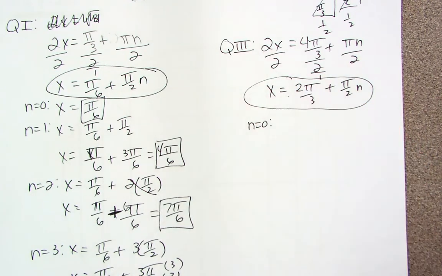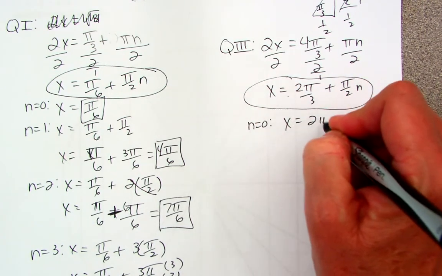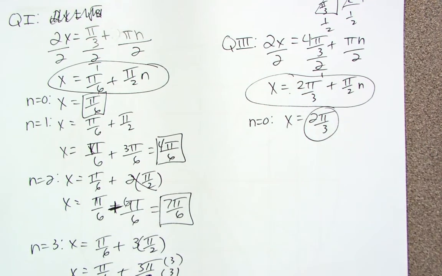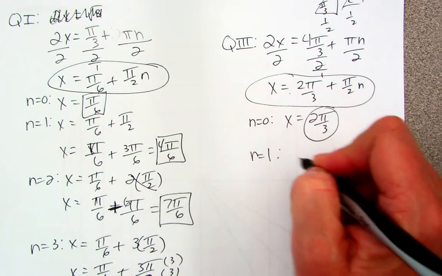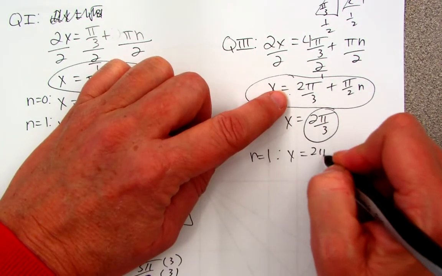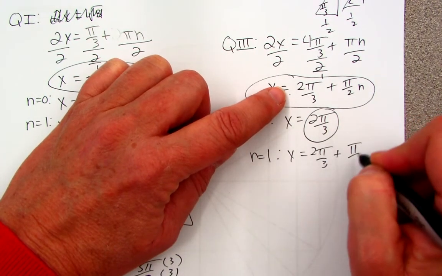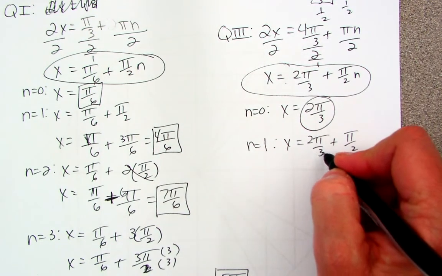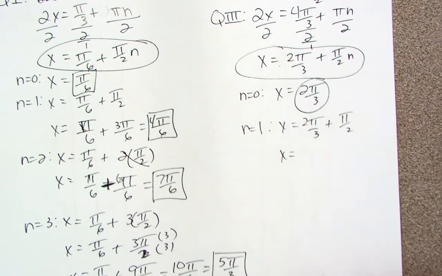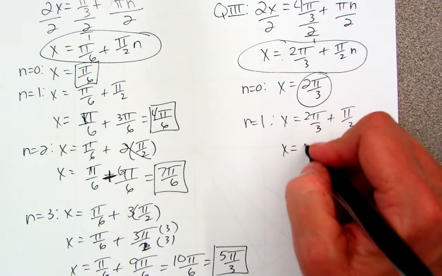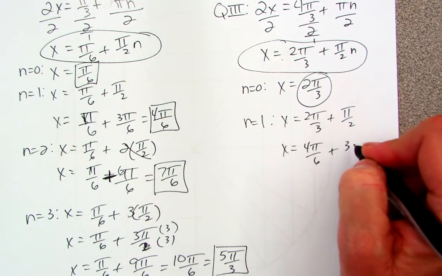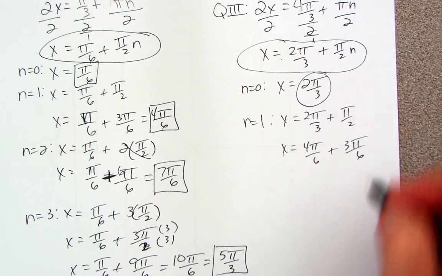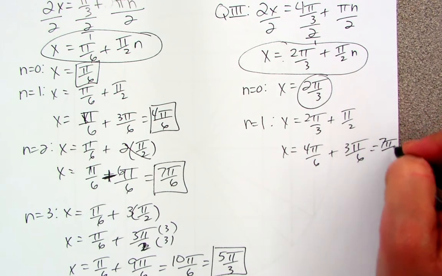N equals 0. X equals 2 pi over 3. When n is 0, that is gone. Next, n equals 1. That's x equals 2 pi over 3 plus pi over 2 times 1, which is pi over 2. I need to make a common denominator. What is my common denominator going to be? Class? 6. That's going to be 4 pi over 6 plus 3. No. Yes. I can do math today. It's questionable sometimes.